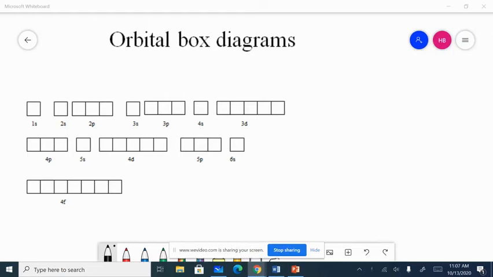Okay, Chem, today we're going to learn how to do orbital box diagrams. These are another type of electron configuration that accounts for not only the Aufbau principle, but also the Pauli exclusion principle and Hund's rule. The Aufbau principle is that electrons will fill in order of increasing energy, and we do that with all of the electron configurations. But the Pauli exclusion principle states that for two electrons to occupy the same orbital, they must have opposite spins. So each orbital holds a maximum of 2 electrons, but they have to have opposite spins.